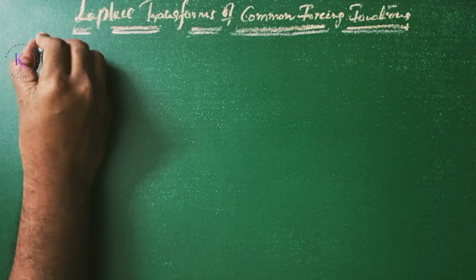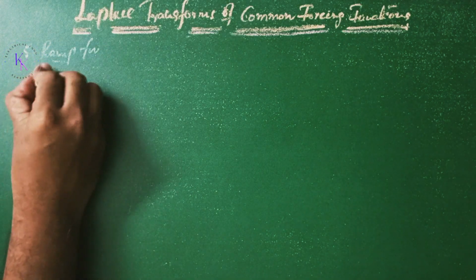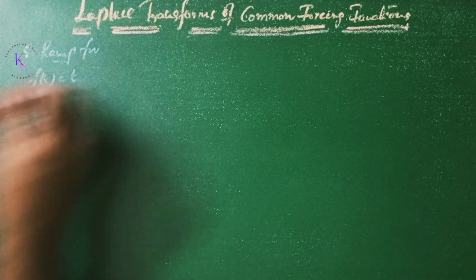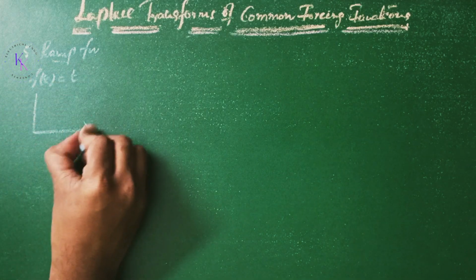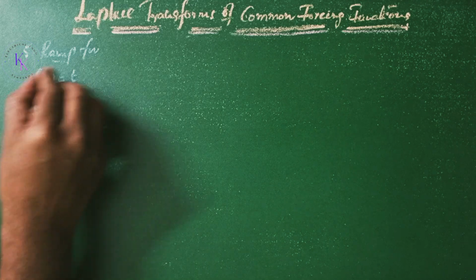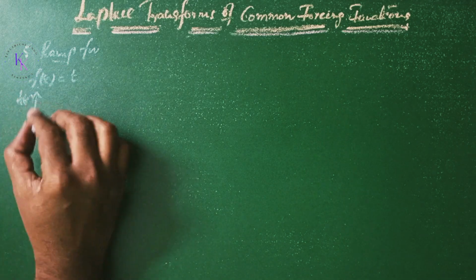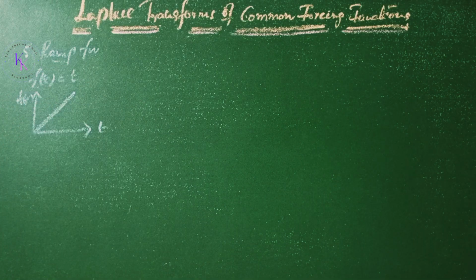The fifth one, a ramp function. A ramp function is given by f of t equals t. Graphically, it is represented like this. When t is 0, f of t is 0; when t is 1, then f of t is 1.